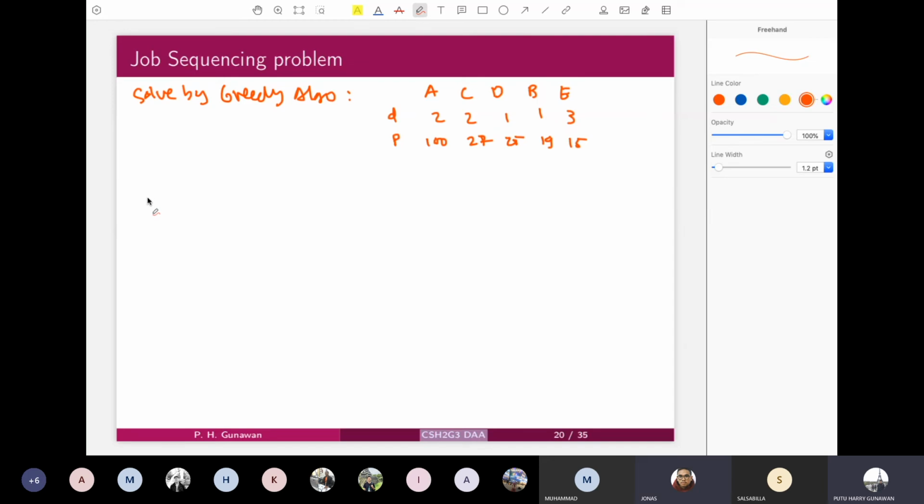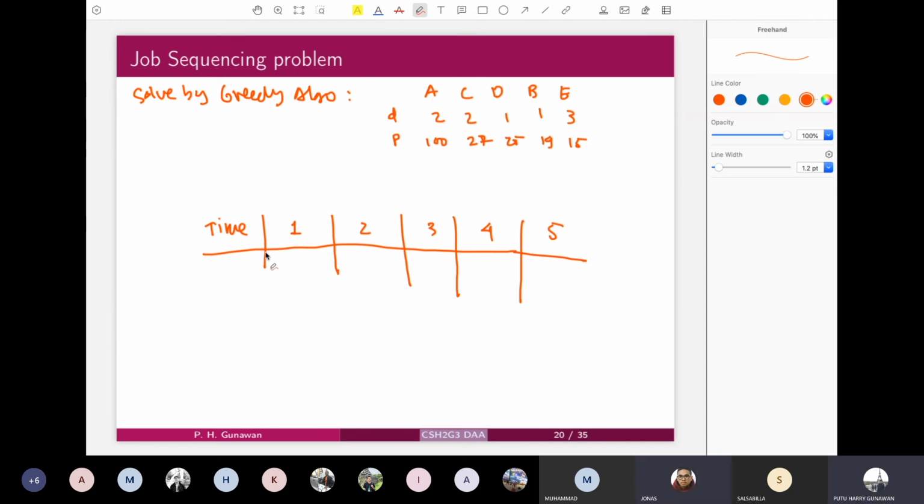Then how to solve this one? You should write something like this. This is your time. So you make time 1, 2, 3, 4, and 5. You have 5. And then you have the answer.